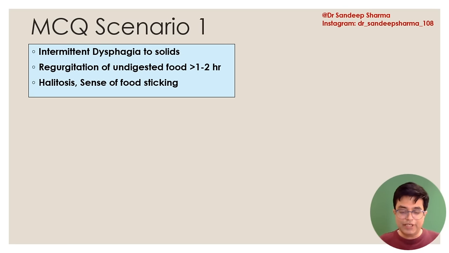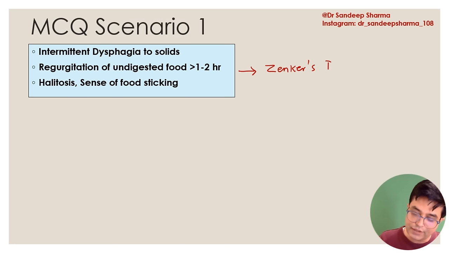That sensation will be complained of by the patient. So in case intermittent dysphagia, regurgitation, halitosis and sense of food sticking is present, and it is intermittent dysphagia to solids, the likely diagnosis in the patient is going to be, yes, Zenker's diverticulum. What are the key points about Zenker's diverticulum that you should know?